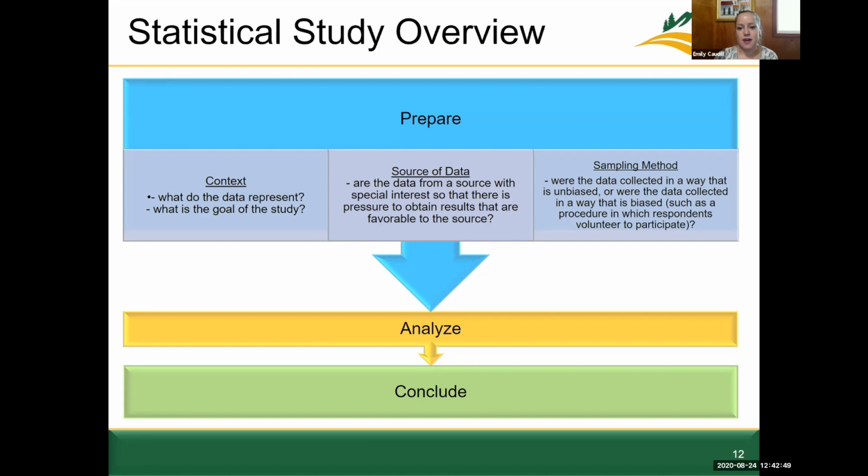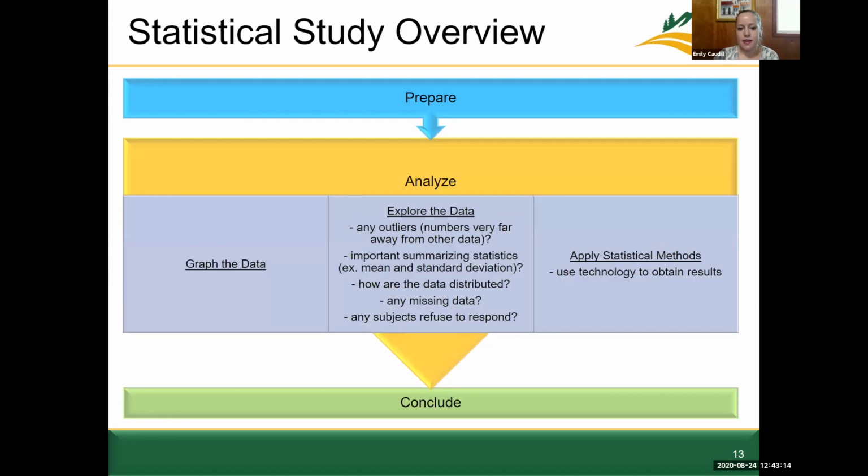Sampling methods: was the data collected in a way that's unbiased or biased? A bias would be such as a procedure in which the respondents volunteer to participate, right? So if somebody surveys you and they want to know if you're interested in soccer, for example, if you already are interested in soccer, you might have a higher chance of even responding to that survey to begin with, and you're volunteering to respond.